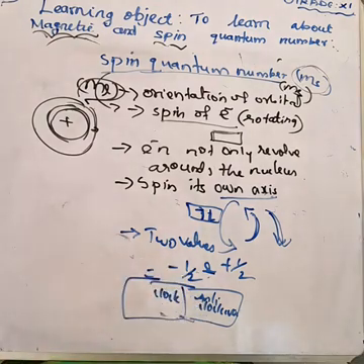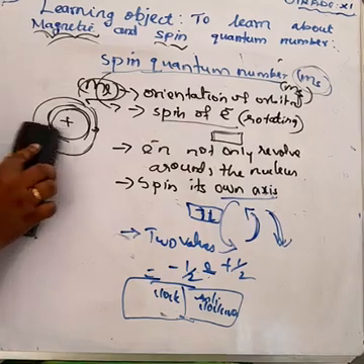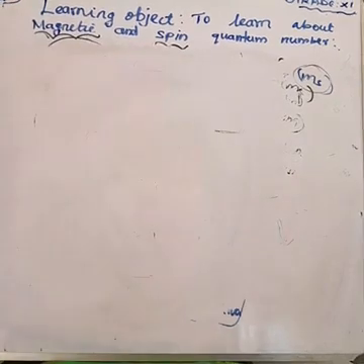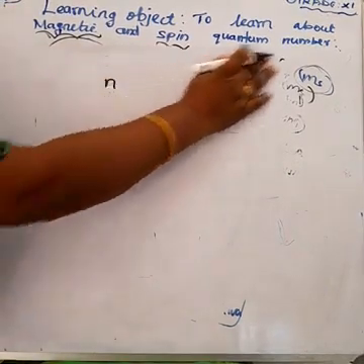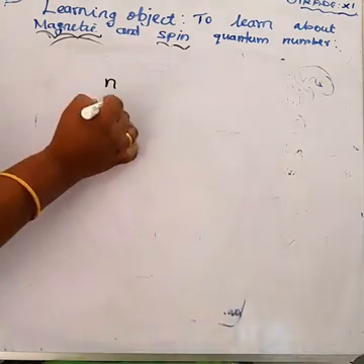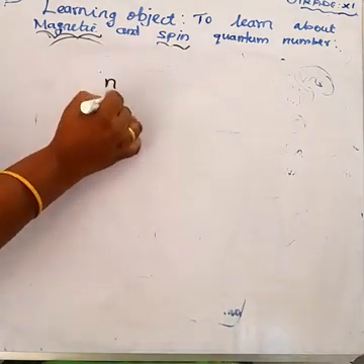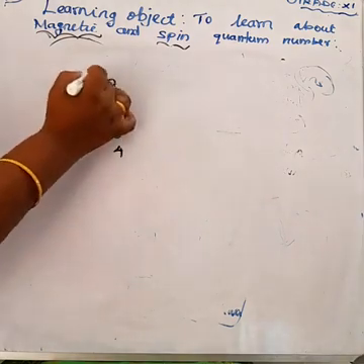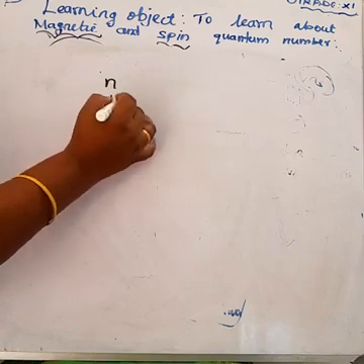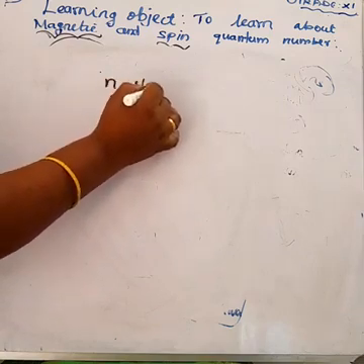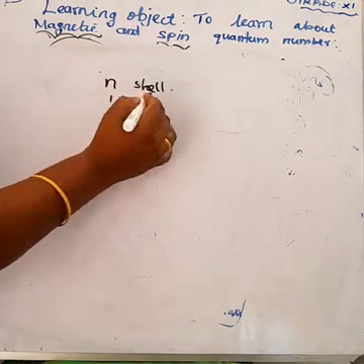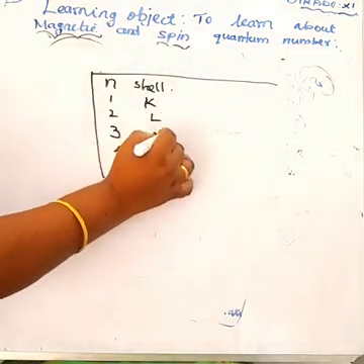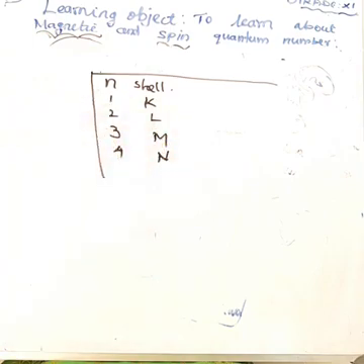let me repeat all four quantum numbers. What about the first quantum number? The principal quantum number. It is denoted by the symbol n, with integral values 1, 2, 3, 4, and so on. What does n represent? It represents the shell. n equal to 1 represents the K shell, n equal to 2 represents the L shell, n equal to 3 represents the M shell, and n equal to 4 represents the N shell.